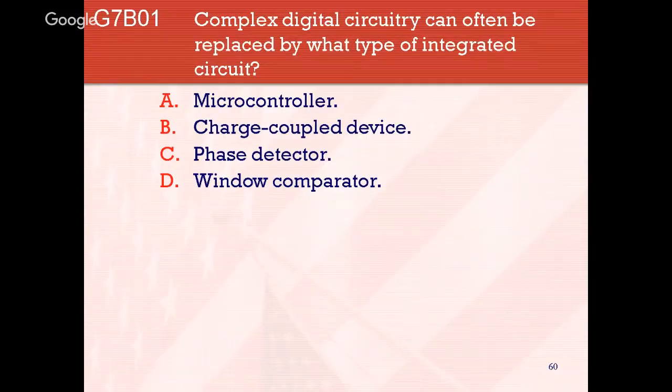Complex digital circuitry can often be replaced by what type of integrated circuit? Very easy here. A microcontroller. What they're talking about is that you have a whole lot of different components in this circuit, and instead of having them as individual circuits, which is very complex, they combine them all into one nice, neat little package called a microcontroller.